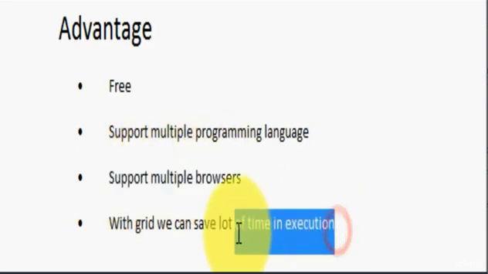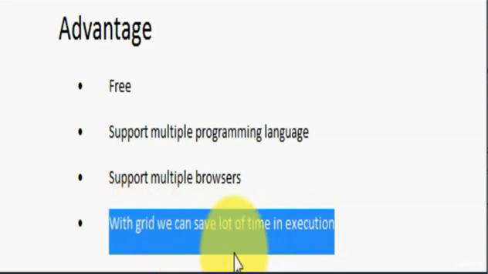Next, and one of the most important advantages is Grid. So with the help of the Grid, we can execute our test cases in parallel. Ultimately, we are going to save a lot of time in execution. I can take an example: we are working on a team and we already have 100 test cases which are automated. And I'm taking the example that each test case is going to take 1 minute to execute. Now, if I execute all the 100 test cases in sequential manner, it's going to take 100 minutes.